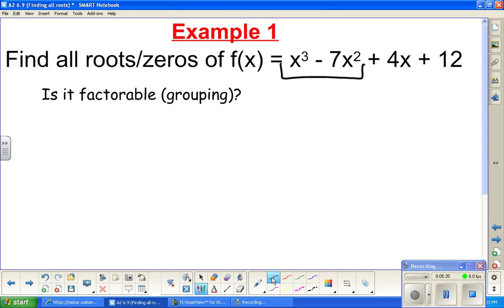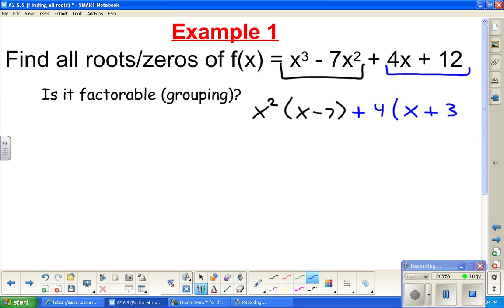Because if we group it, the first two share x squared, right? So x squared, and then x minus 7. And grouping is usually the method when there's four terms. That's why I tried this. So if we tried that second group, we notice they do have a common factor of 4, but the leftover factor here is not matching up with the first one.